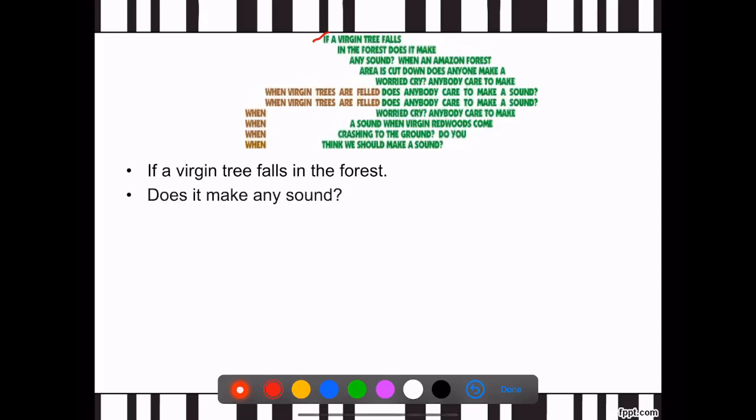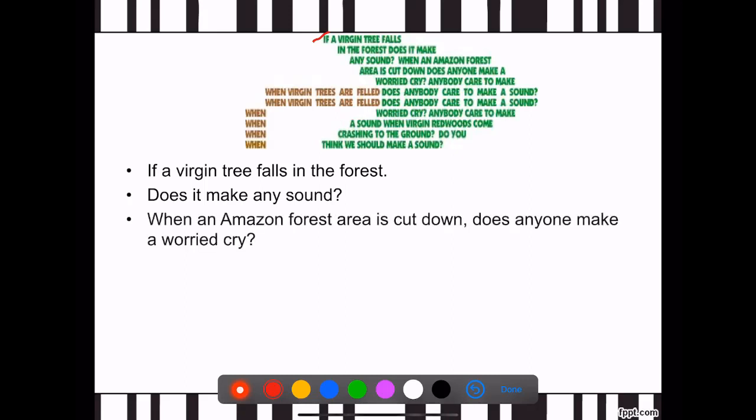the forest does it make any sound. When an amazing forest area is cut down does anyone make a worried cry, anybody care to make. Does anyone make, but make right here.